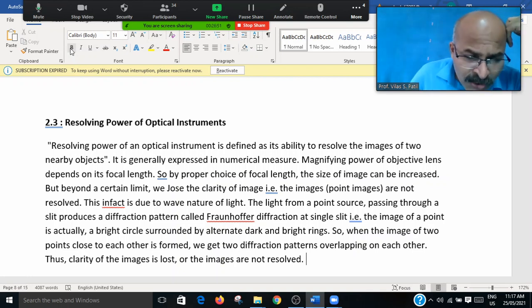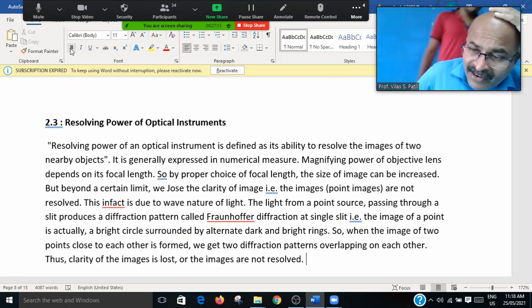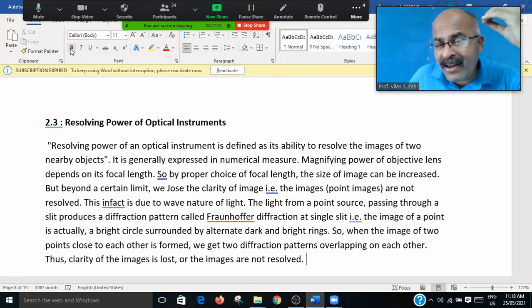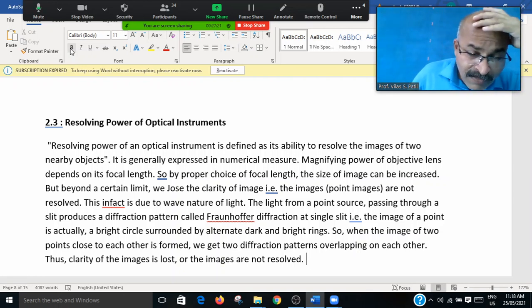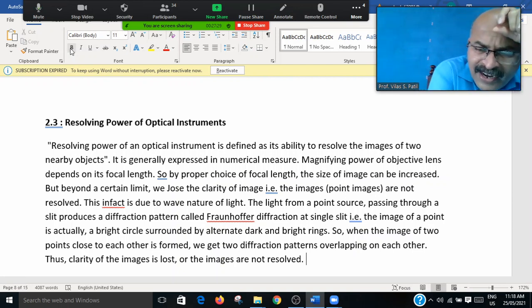In fact, it is due to the wave nature of light, that is, light from a point source passing through the slit produces the diffraction pattern called Fraunhofer diffraction at a single slit. The image of the point is actually a bright circle surrounded by alternate dark and bright points. We know that alternate dark and bright points are produced in the Fraunhofer diffraction. In Fraunhofer diffraction there is a single slit, and when light is passed through that slit, we know that there is the dual nature of light.